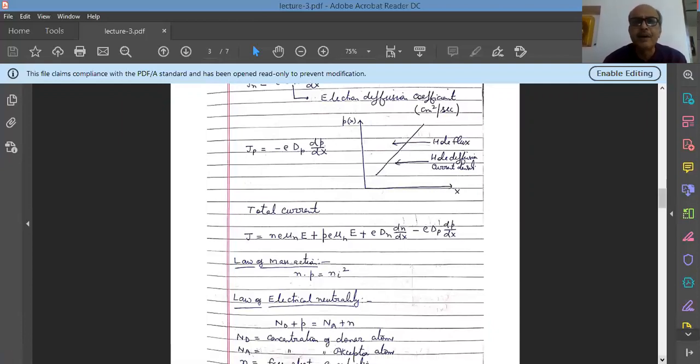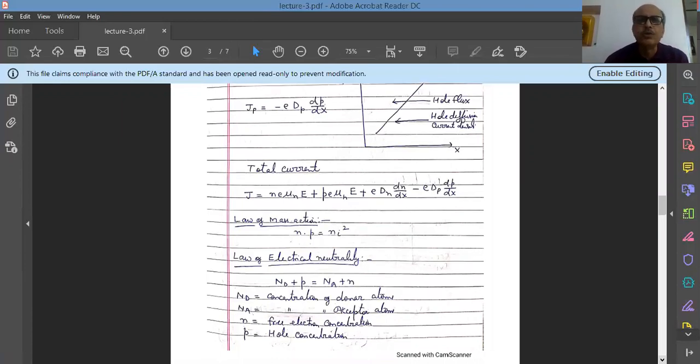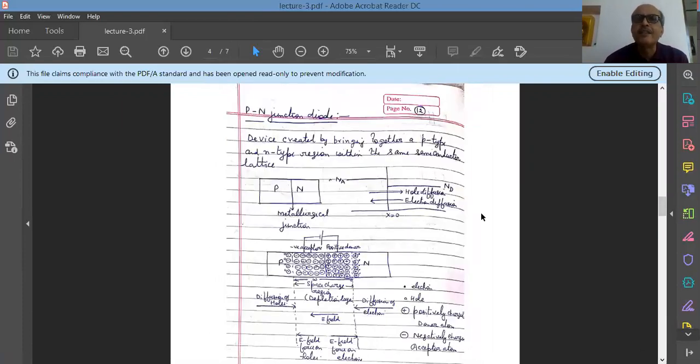So you can see here, Nd plus P is equal to Na plus N. So total positive charge must be equal to the total negative charge. That is how the neutrality is maintained.